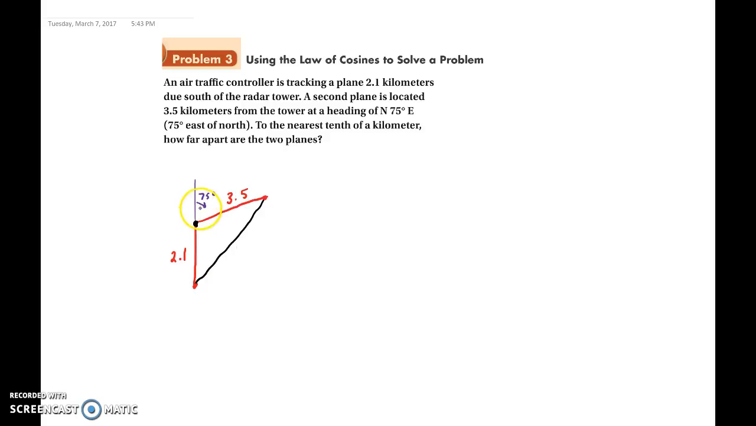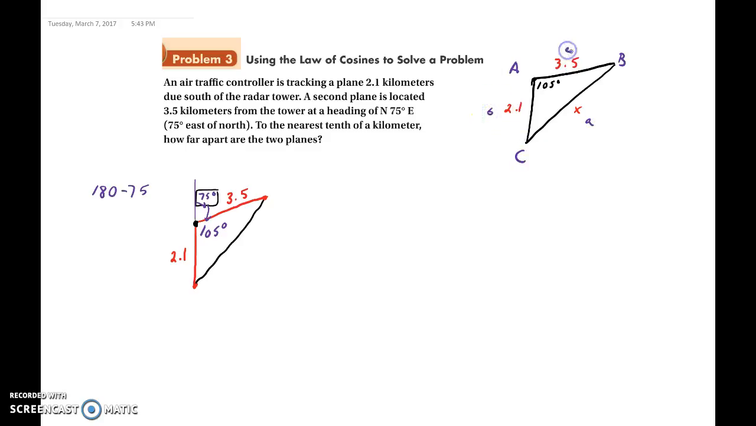Well, if this angle here is 75 degrees, we can solve for this angle by doing 180 minus 75, which means this angle is 105 degrees. We can then redraw this triangle off to the side, in which we have 105 degrees, 3.5, 2.1, and we're trying to solve for this missing side x. So we can label this A, B, C. This will be little a, little b, and little c.